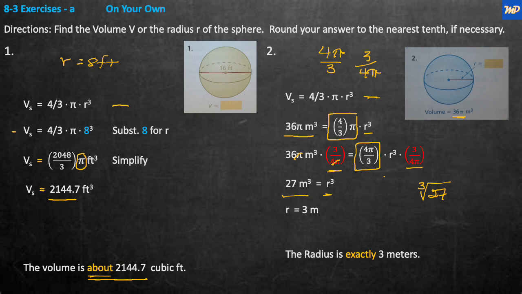Why, all of a sudden, did this become exactly 3 meters? What did we do differently? Well, what we did differently is we never had to multiply by 3.14 anywhere. Up here in the equation, there was a pi right here, and there was a pi down here in the denominator of this little fraction, 3 over 4 pi. They canceled. They're gone. So there's no reason to multiply by a decimal number. So now this is the exact answer. The radius is 3 meters.